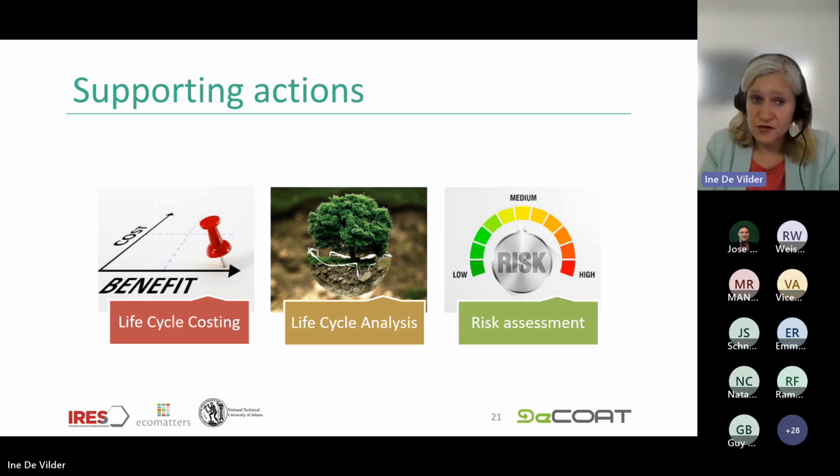Of course, very important also are the supporting actions. So we did a life cycle costing study because we are actually adding an additional step to the recycling process. We need to make sure that it doesn't affect the economic viability of the process. So we need to know the effect on the cost of the whole system. So this was being assessed. We did a life cycle analysis because we needed to know the environmental footprints of the recycling steps we are adding to the process. And we did a risk assessment. For example, if you're adding carbon nanotubes-based materials to a coating, we needed to make sure that it didn't pose any risk to human health. So this was also thoroughly examined.